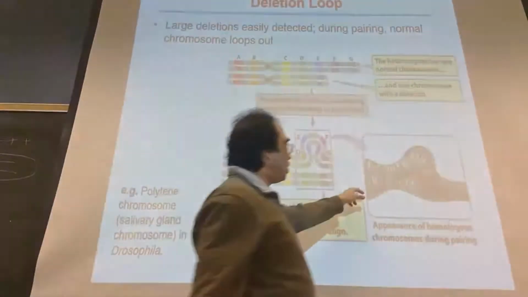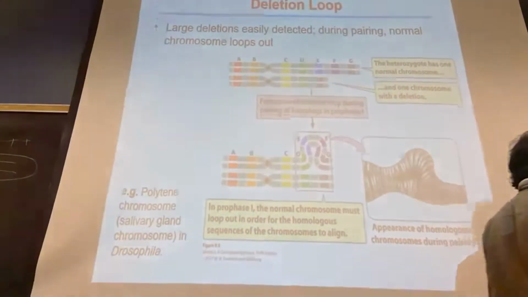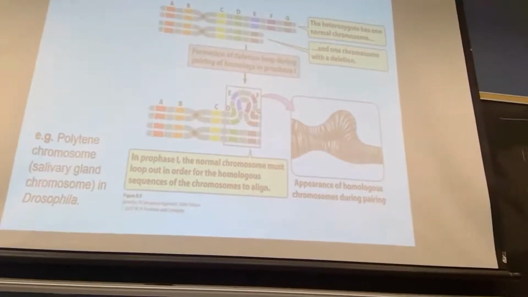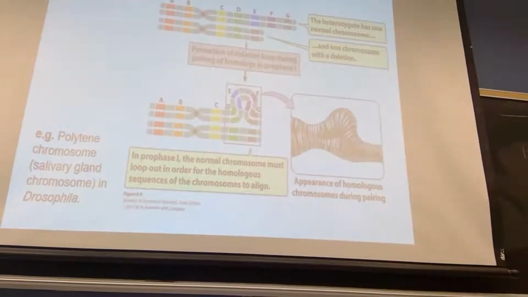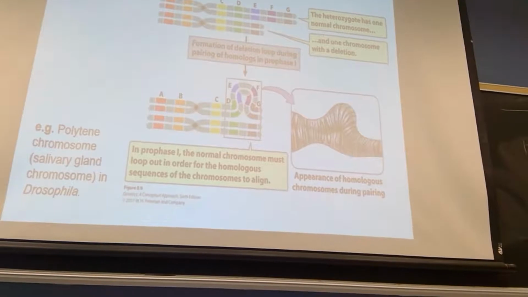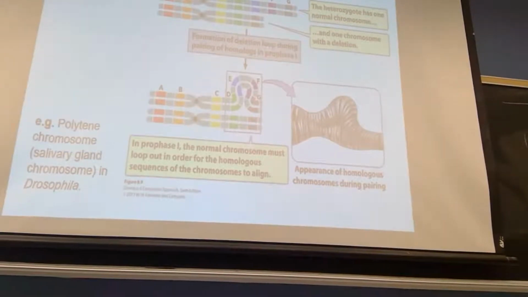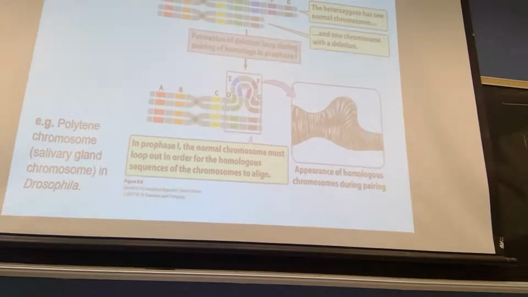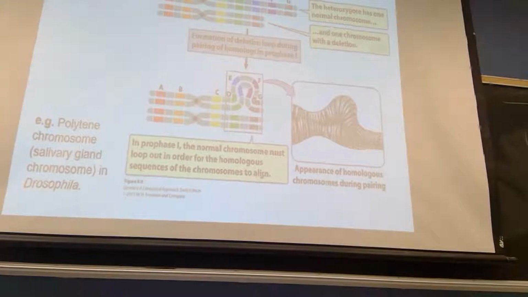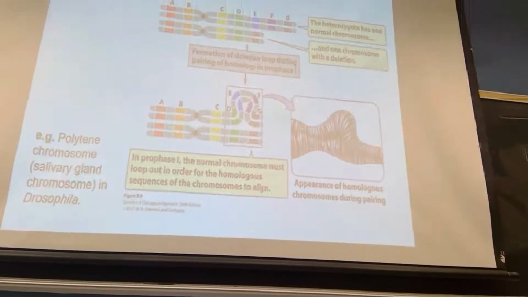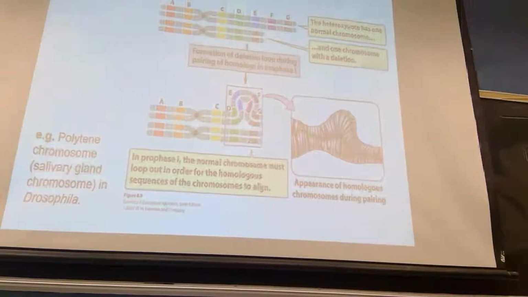And this is actually the normal salivary gland chromosome of Drosophila. Do you know the name of that one? It is the widest, longest chromosome we have found. That is called the polytene chromosome, the polytene chromosome from the salivary gland of Drosophila.